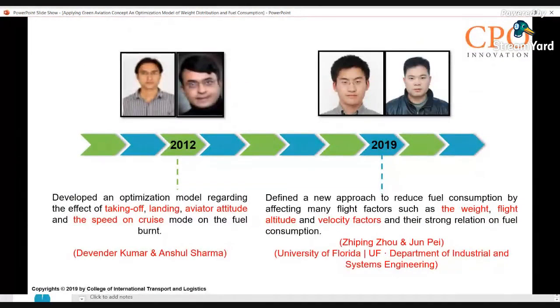Also, in 2012, the Indian researchers Devinder Kumar and Anshul Sharma continued this research by developing an optimization model regarding the effect of taking off, landing, altitude, speed, and cruise mode on the fuel burned and, relatively, on the amount of CO2 emitted because of this amount of fuel burned. In 2019, the Chinese researchers Ziping Zhu and John Pei went the extra mile. They defined a new approach to reduce the amount of fuel consumed by affecting many flight factors, such as the weight, which we handled in our research, the flight altitude, and the velocity factors, and their strong relation to fuel consumption and, relatively, to the amount of greenhouse gas emissions.